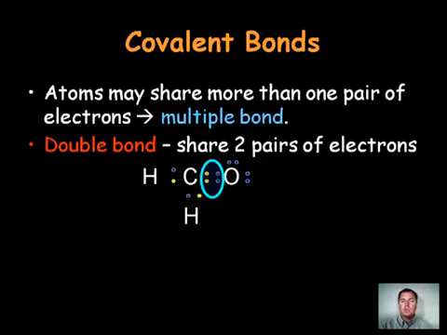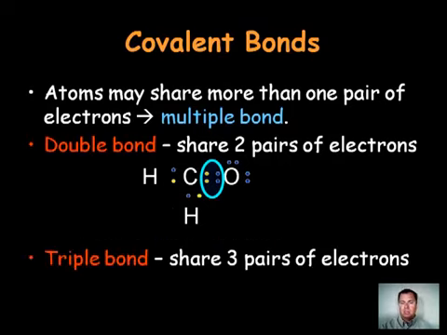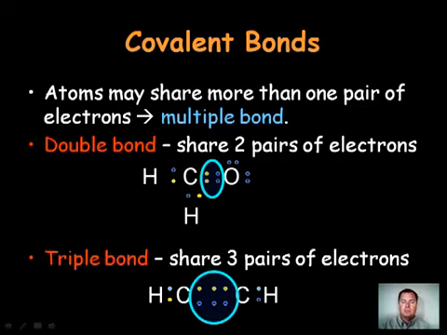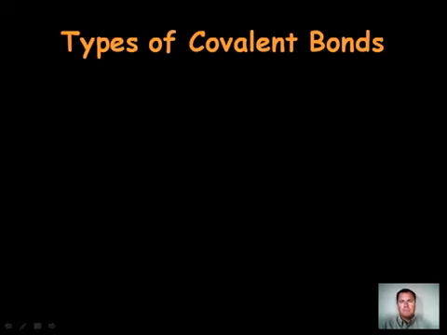Now, if they share 3 pairs or 6 electrons, we call it a triple bond. So we've got 1, 2, 3. So covalent bonds share the electrons. They're not transferring them. They can share either 1 pair or 2 electrons, which is a single bond. They can share 2 pairs or 4 electrons, which is a double bond, or 3 pairs or 6 electrons, and we call it a triple bond. Pretty simple.